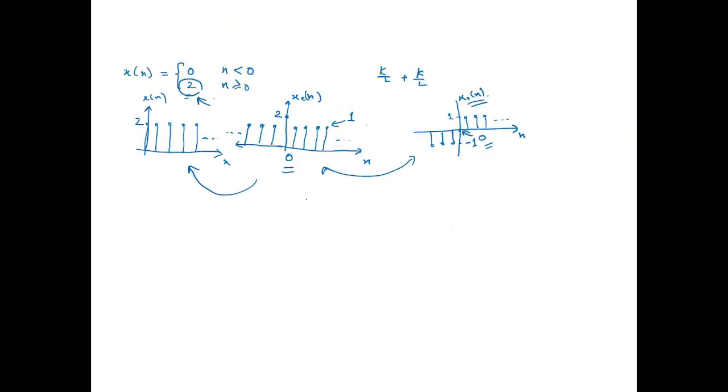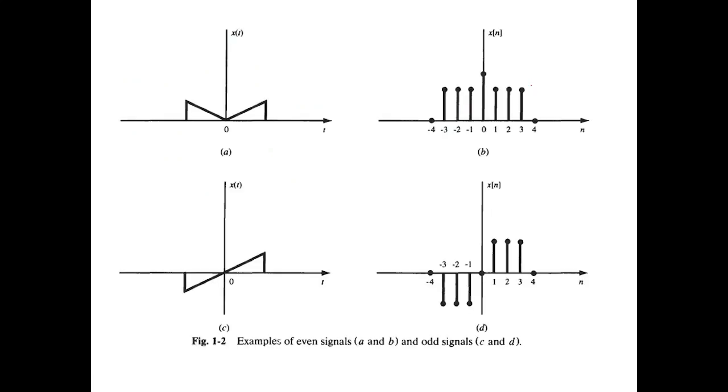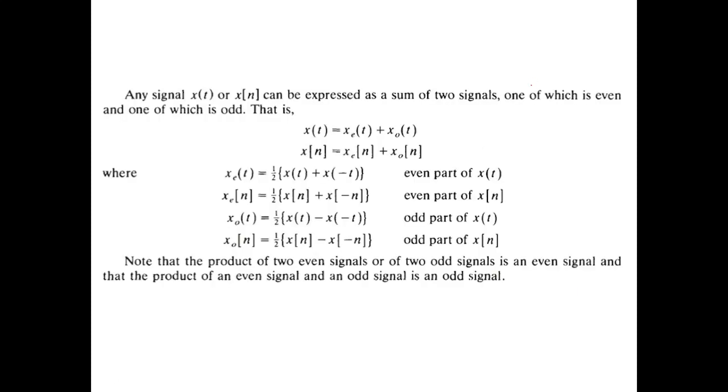Another example in the same way: we have the even component and the odd component. This is the even component, and we have the odd component. Some more examples.